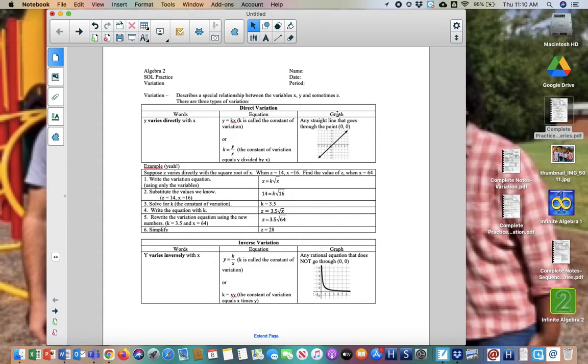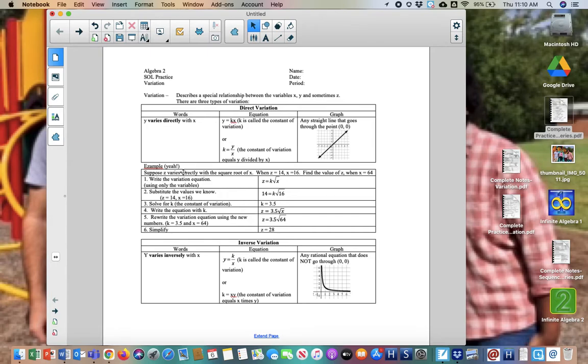And the graph for direct variation is going to be a straight line, so the slope is constant, kind of like the way it would be for a linear graph. And it must go through 0, 0, so it has to go through the origin. So when x is 0, y must also be 0. All right, so let's look at an example of what that would look like.